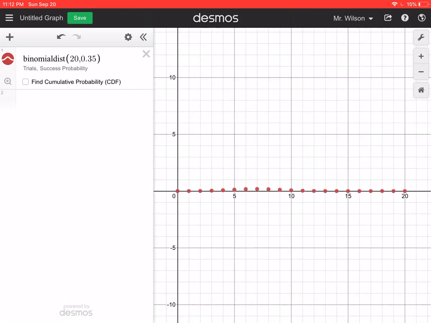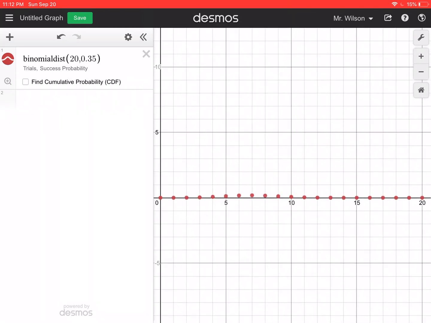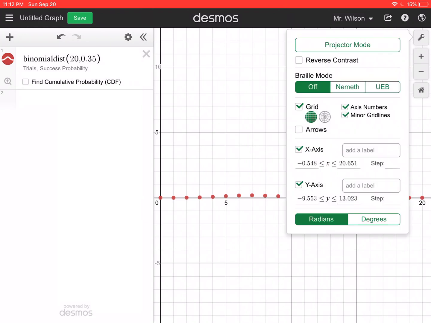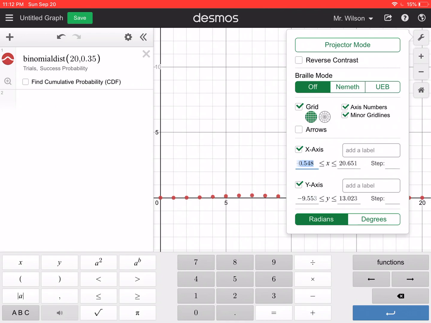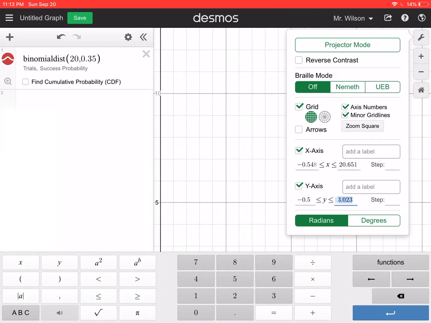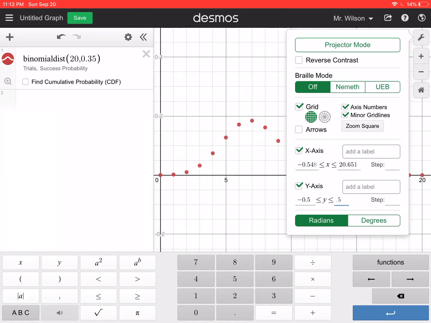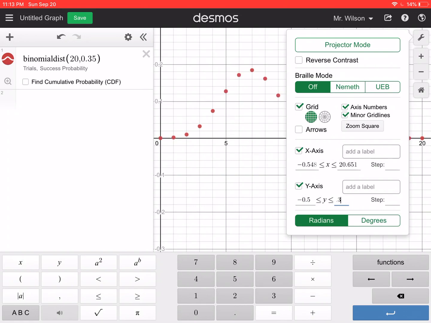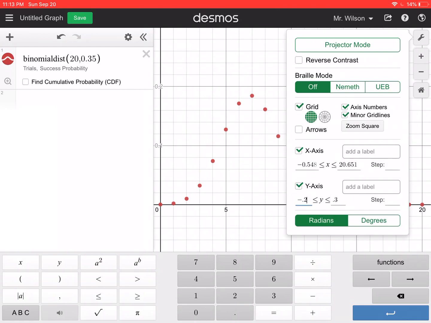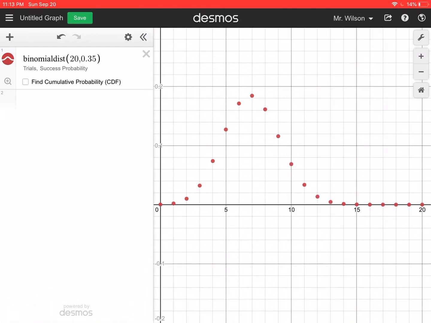And there we have our possible outcomes in our binomial distribution. So to make this a little more visible, I'm going to fix my axes a little bit. So the x-axis is good. Y-axis, we're going to go negative 0.5 up to, actually I'll do even less than that. Just try to zoom in quite a bit more. Negative 0.2, something like that. So this is what our binomial distribution looks like.